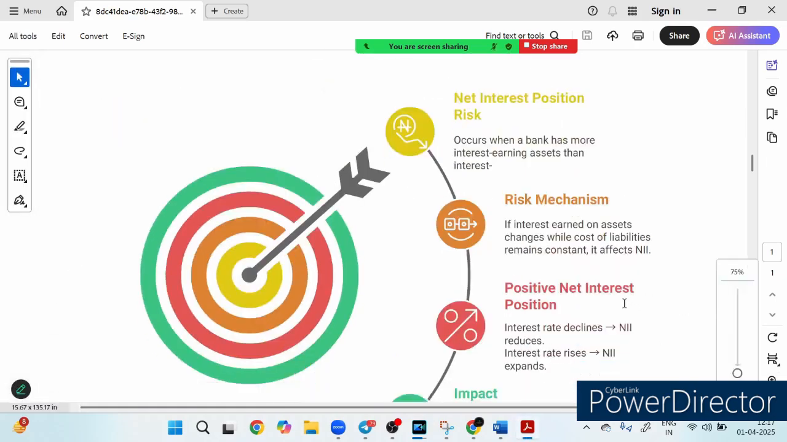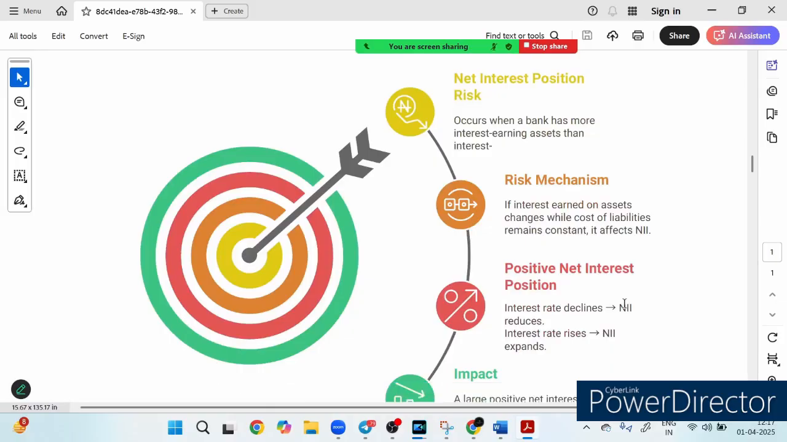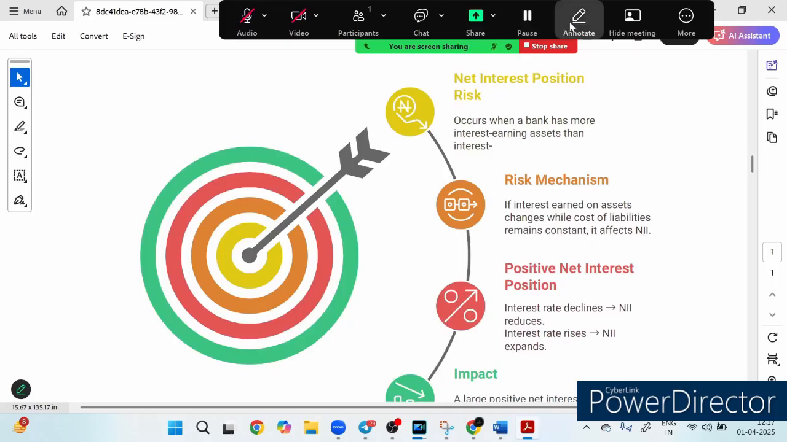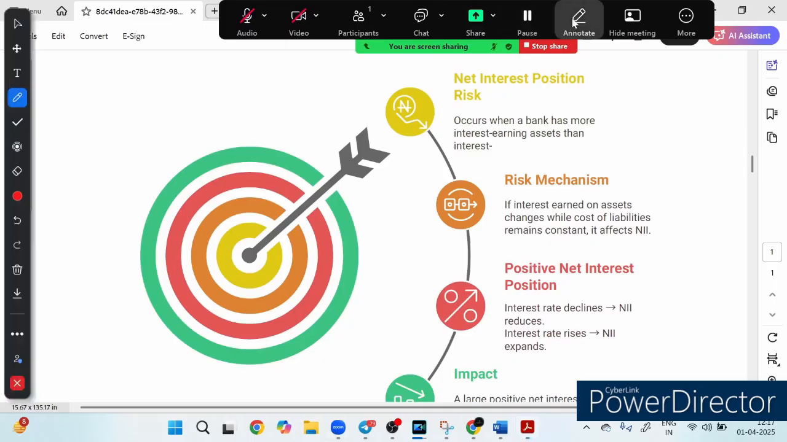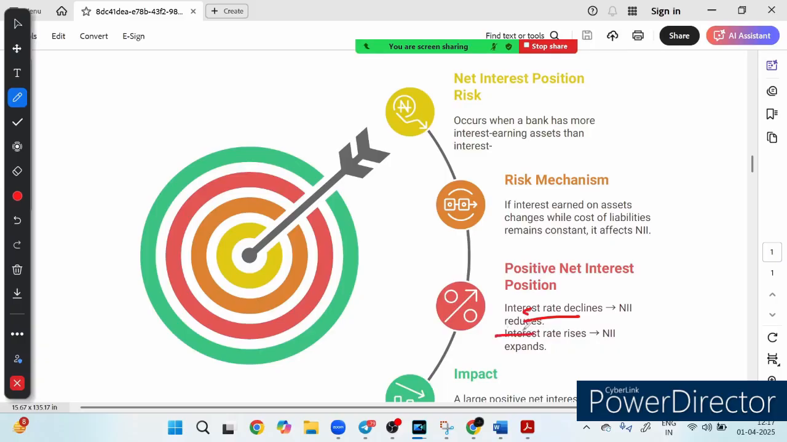Let's try to understand. What happens with a positive net interest position? Suppose we have a positive net interest position, meaning our interest earning assets are more than interest bearing liabilities. In this case, if interest rates decline, what happens? NII gets reduced, the bank earns less on assets, leading to NII reduction. And if interest rates rise, what happens? That leads to NII expansion.